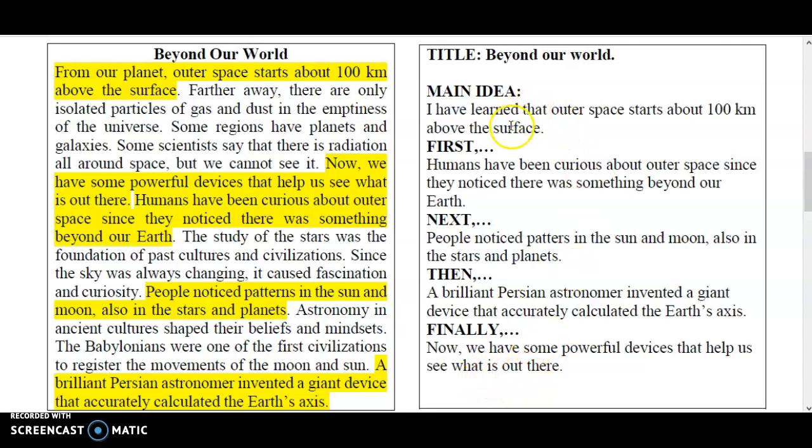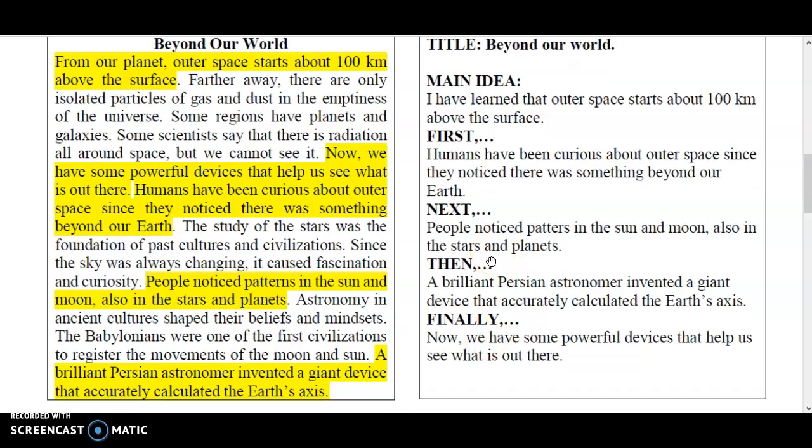So, when you find the main idea and you have the first sentence and the next or the second sentence and the third important sentence and you got the final sentence, you have made the summary. Okay, so it's very easy.